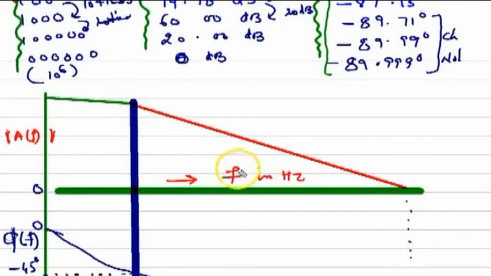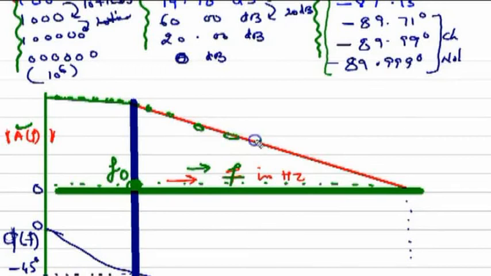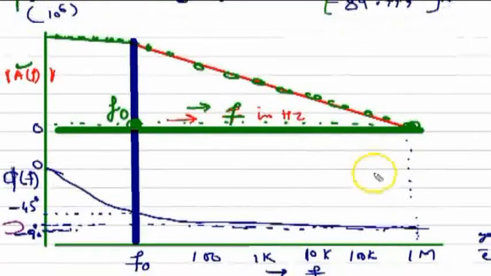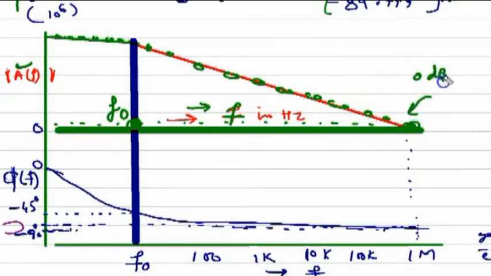The frequency F is increasing along the x-axis, and the value of the gain is highest at 0 degree, coming down, and at the break frequency it is minus 3 dB down. At F naught the gain is minus 3 dB down. Then the gain decreases linearly, and at this frequency the gain becomes 0. This is the F dash frequency. Let us call this frequency F dash, where the gain becomes 0 decibel.